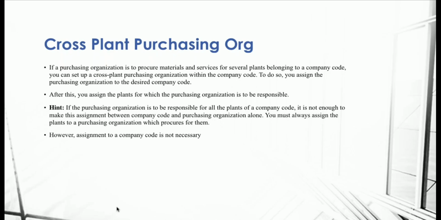So by default, the system will not assume that if it is assigned to the company code, it is valid for all plants. You have to tell the system which plants this purchasing department is valid for. Okay, so assignment to the company code is not necessary. Why? Because if you want to use the same purchasing org for multiple company codes, it is not necessary.